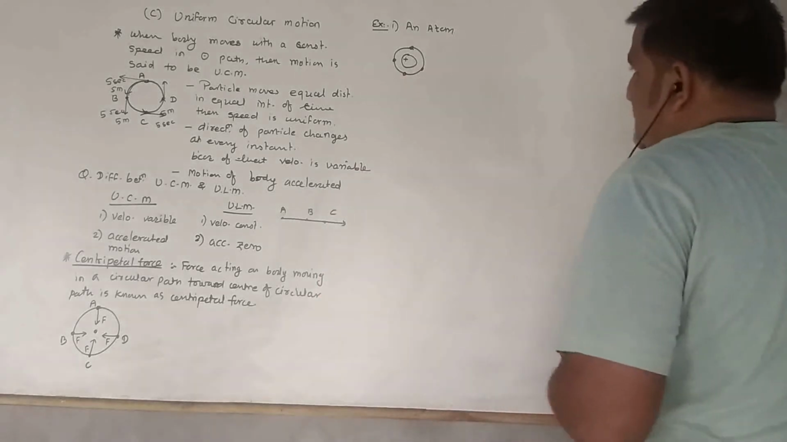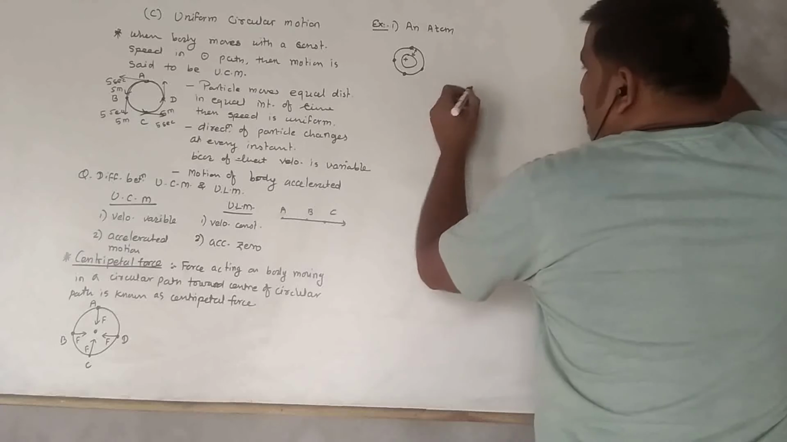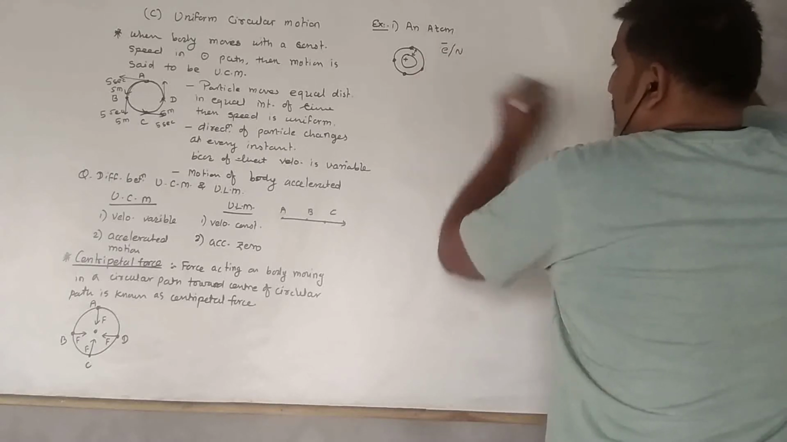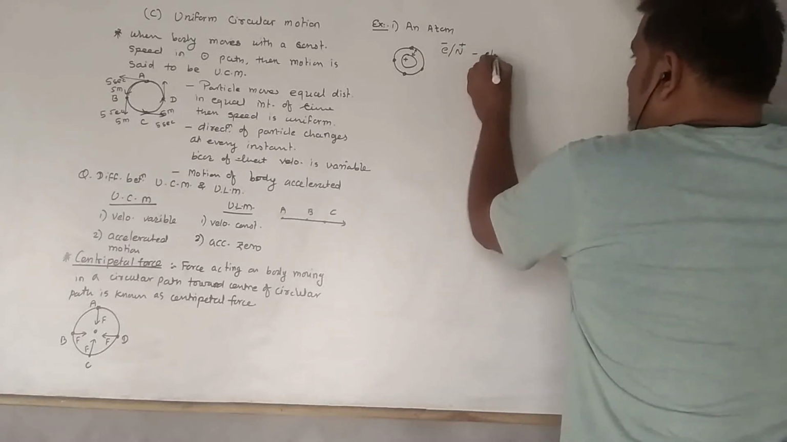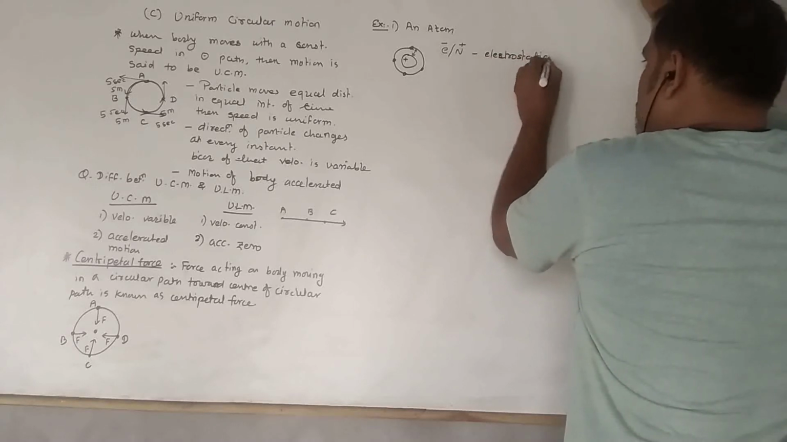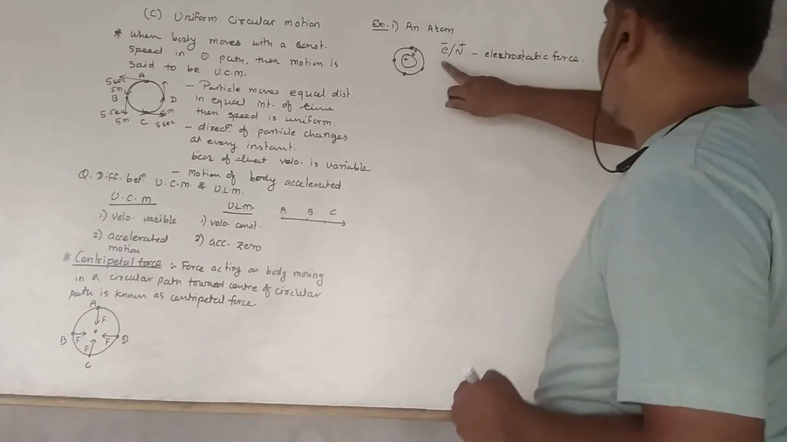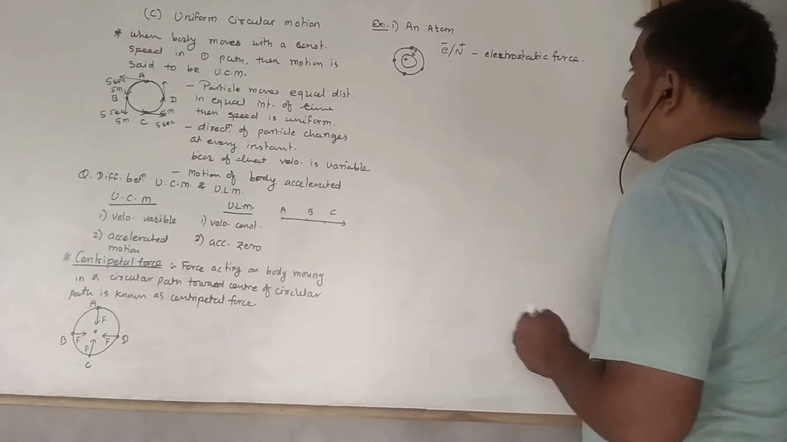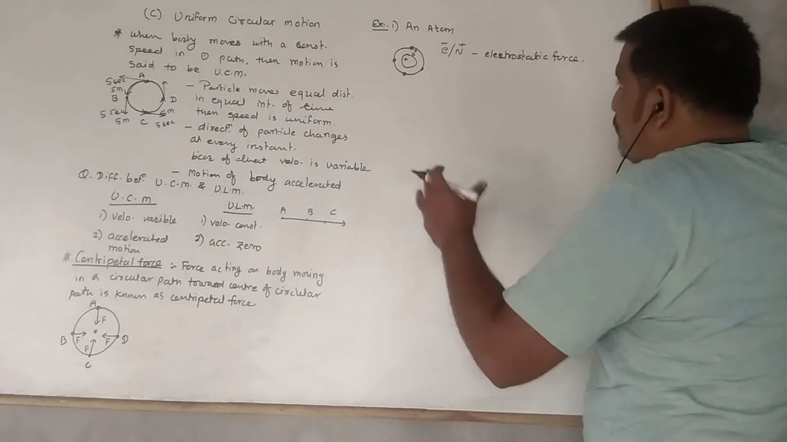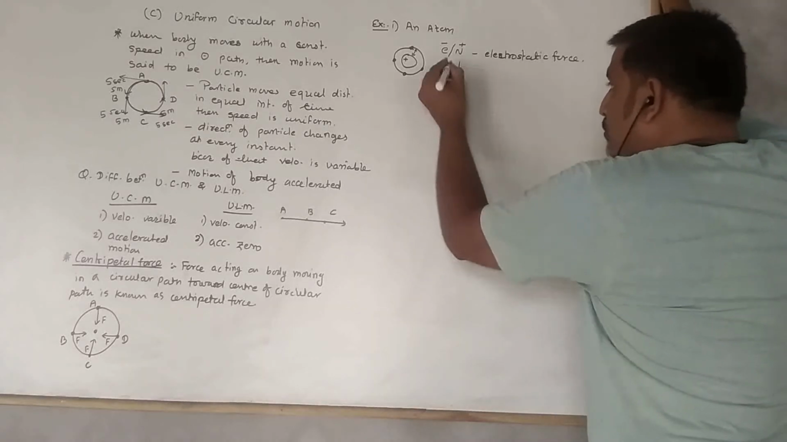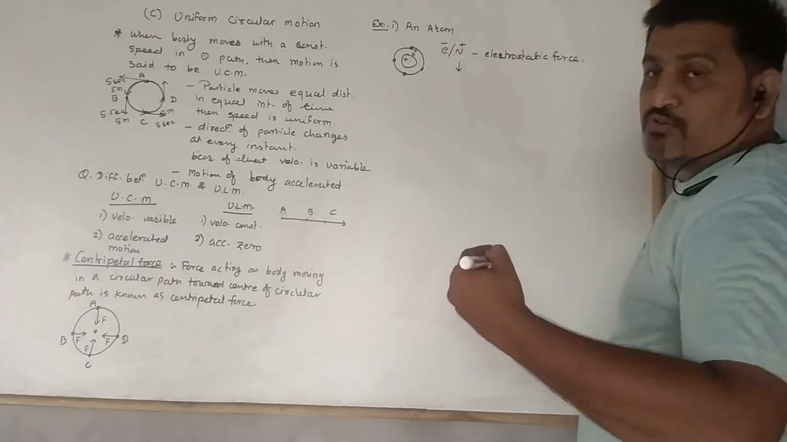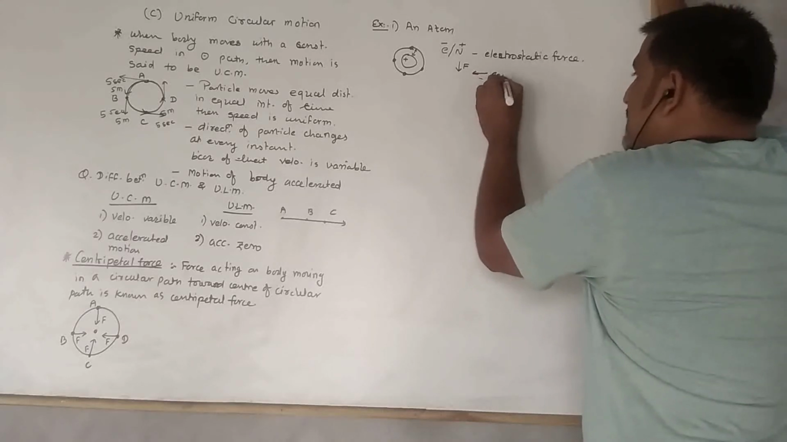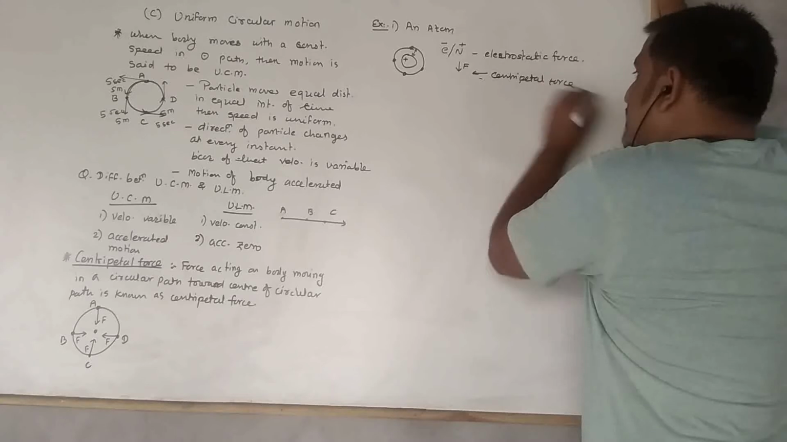So in an atom, there is an electrostatic force of attraction between the electron and the nucleus, right? The electron has a negative charge, and the nucleus has a positive charge. So there is an electrostatic force of attraction between them, and due to this force of attraction, the electron experiences a pull toward the nucleus, which is nothing but a force, and that type of force is known as centripetal force. I hope you understood this example.